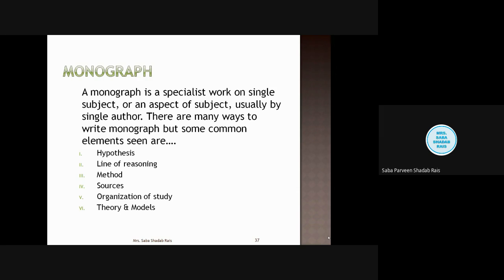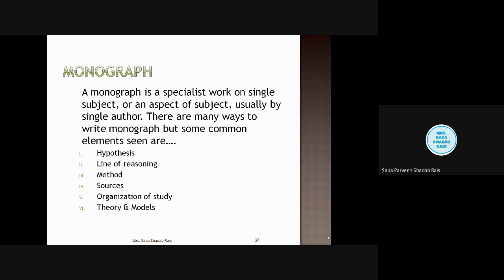monograph. The first thing is the hypothesis. See, this hypothesis plays a very important role in the case of the monograph. It is a central point. Sometimes the author has a complex work containing several subtopics related to an issue and other issues, which is not straightforward and unified. So at that time there will be many hypotheses.